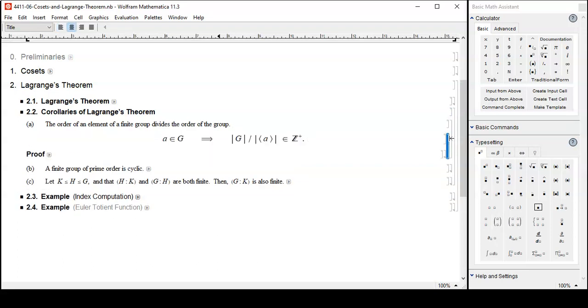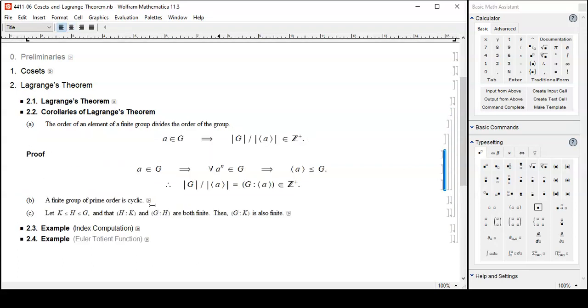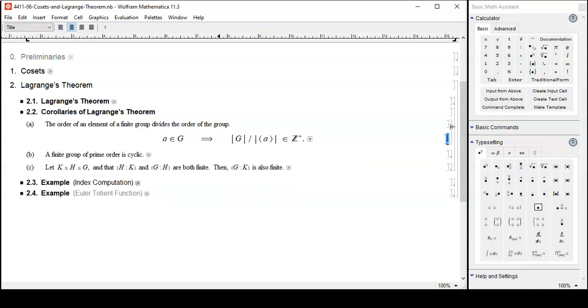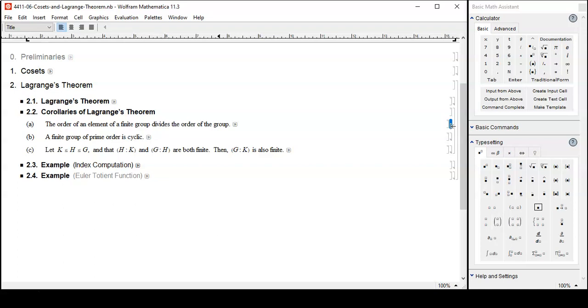That's all there is. So instead of considering the order of an element, let's consider it as the order of the cyclic subgroup, and that's it. Next, a finite group of prime order is cyclic.